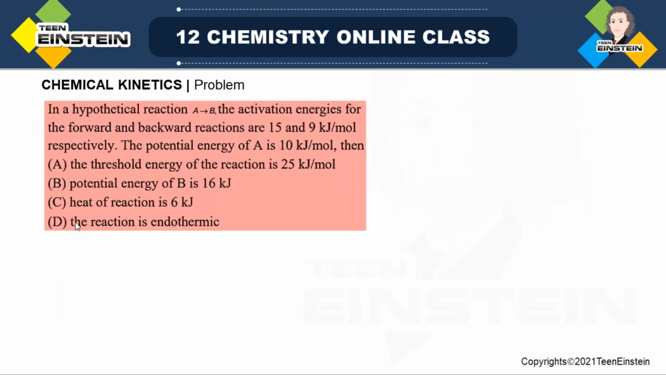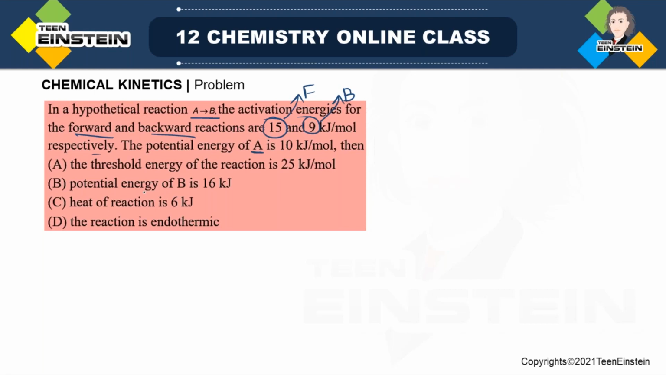Again, a question which is related to the energy profile diagram. In the energy profile diagram we have energy on the y-axis, and on the x-axis we have reaction progress. That is, as time is increasing, what will be the change in the reaction. In a hypothetical reaction, A to B, activation energies for forward and backward reactions are given as 15 and 9 kilojoule per mole, respectively, for forward and backward reaction.